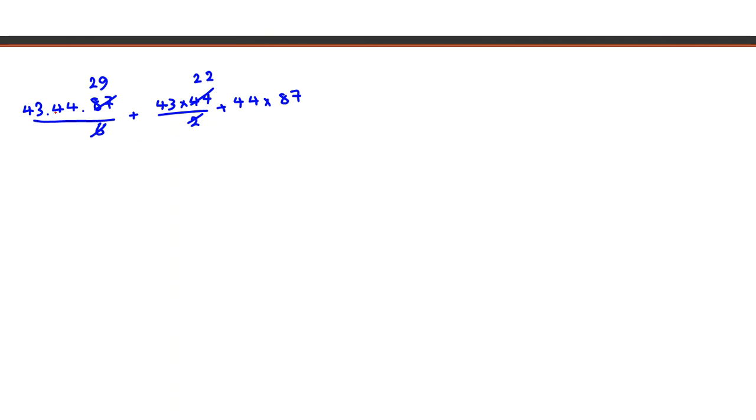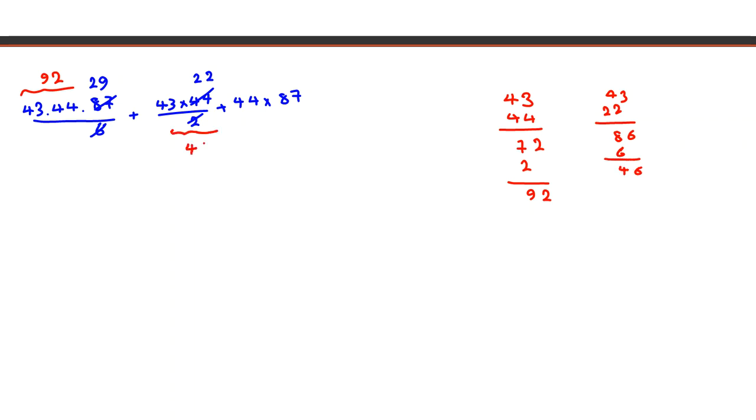When you want to calculate, for example, when you want to multiply 43 by, for example, 44, you say, okay, 4 times 3, 12. We have 1, 4 times 4, 16. 16 plus 1, 17. You don't need to continue because we want the last two digits. Okay, so 7, 2, 9, 2. So here you conclude it is 92. And for example, 22 times 43, you say, okay, 86, and then 6, 6, 4. So it will be 46.